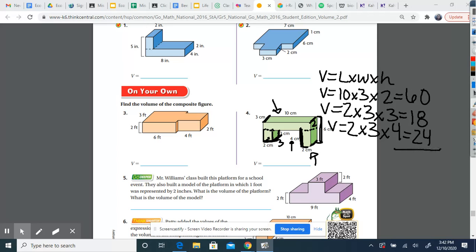And now all I need to do is add up these 3 numbers. So 0 plus 8 is 8. 8 plus 4 is 12. 6 plus 1 is 7, plus another 1 is 8, plus 2 is 10. So my total volume is going to be 102 cubic centimeters.